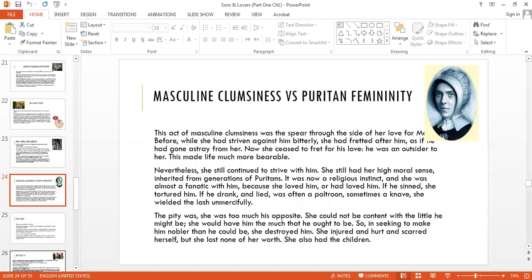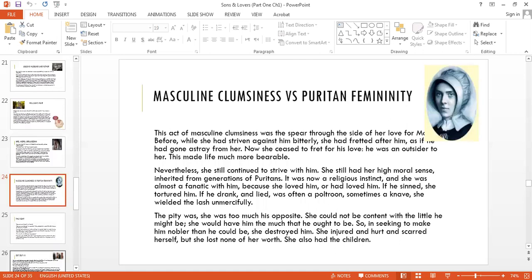You see the point here? We're getting back to the idea that being a man is not everything. Here she thinks that her husband being masculine was clumsy, because it's very stupid the way that he handled it. But she continued to strive with him. Why? Out of moral sense. She says this was a breaking point.